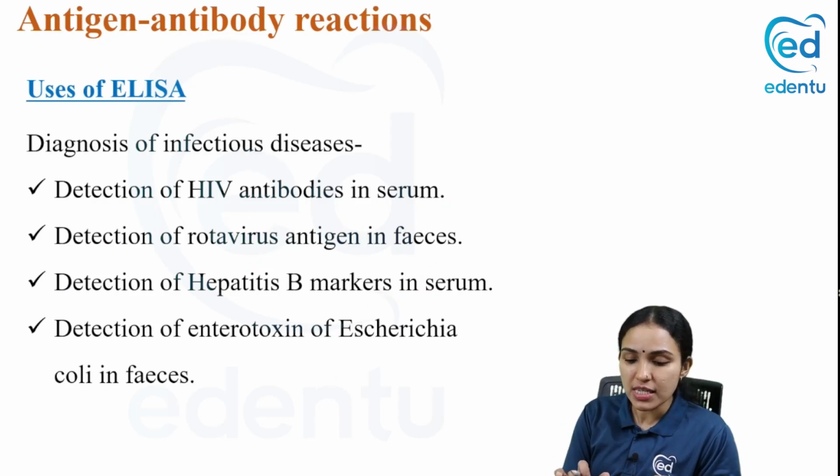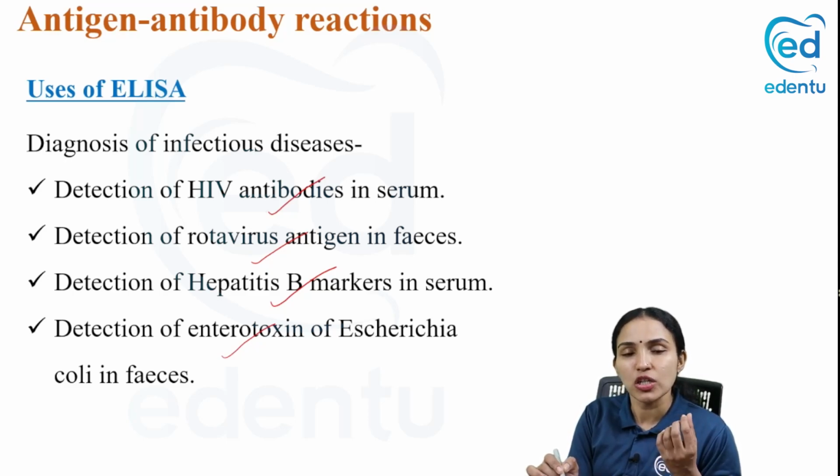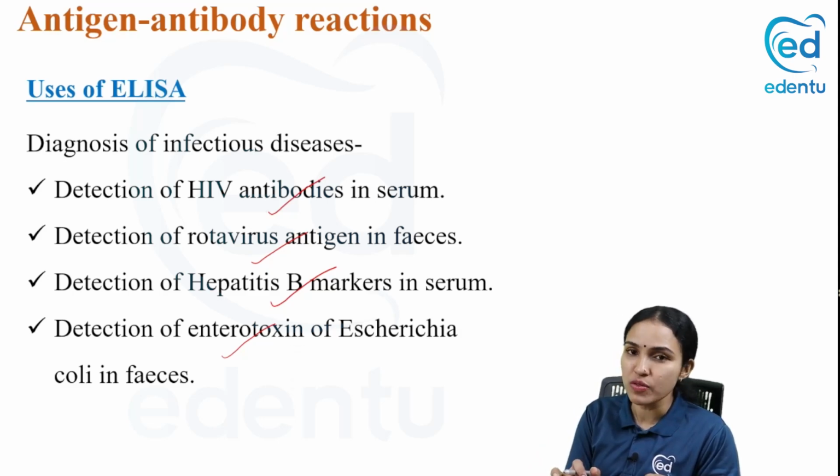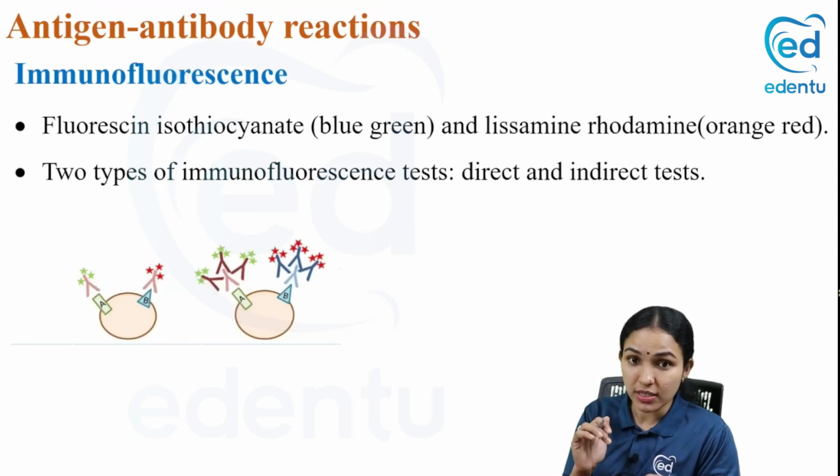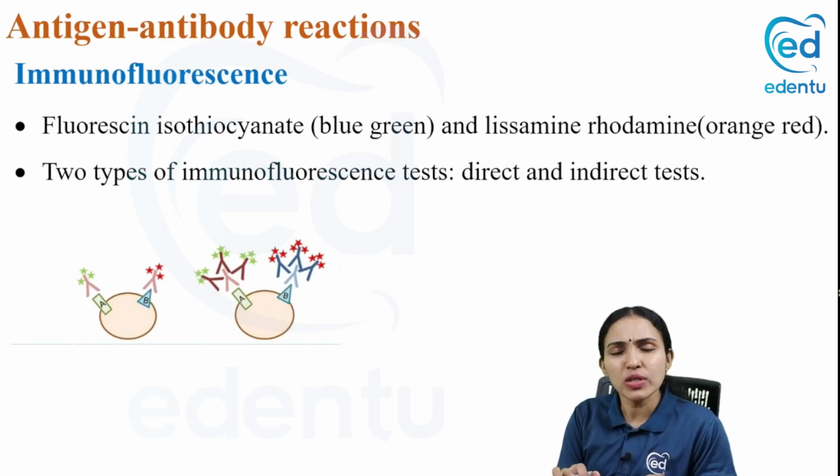And what are the uses of ELISA? It's used for diagnosis of infectious disease. I told you, for detection of HIV antibodies, for detection of hepatitis B markers, not only antigens, also antibody. Rotavirus, which is a virus which causes diarrhea, so to detect rotavirus antigen in feces. For detection of enterotoxin of E. coli in feces. So for detection of toxins, antigens, antibodies, for all the diagnostic purposes, we have ELISA as the major test. So ELISA is the most important test which we use for diagnosis of various diseases. So that is about ELISA.